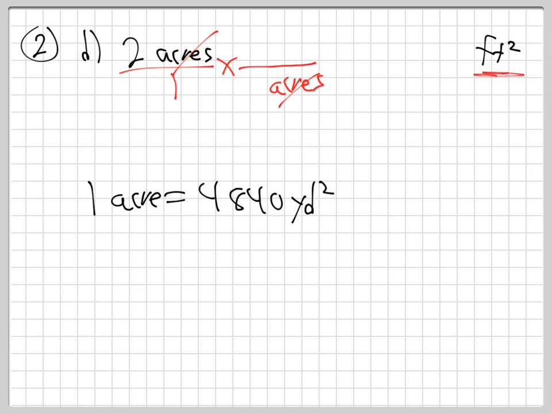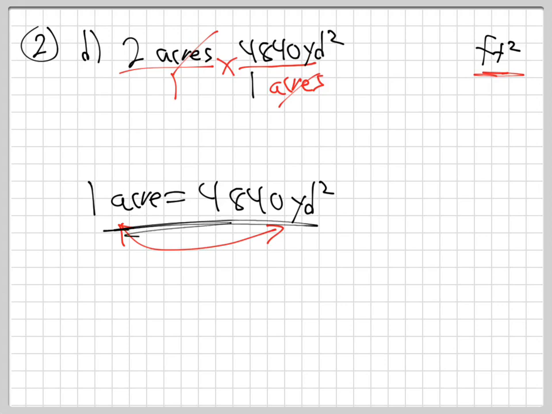Can I go to square feet? Well, no, I don't know that connection, but I know this connection. This is what they gave me on the chart. So just take what they gave you. Don't do something fancy. Just take what they gave you. So I go, okay, well, I'll just do that. 4840 square yards is 1 acre. That's just exactly what that says, huh?